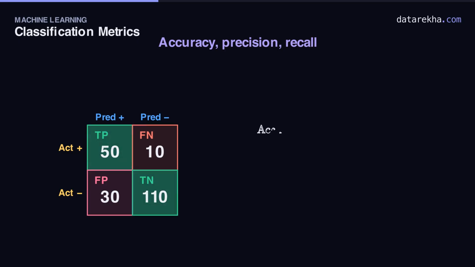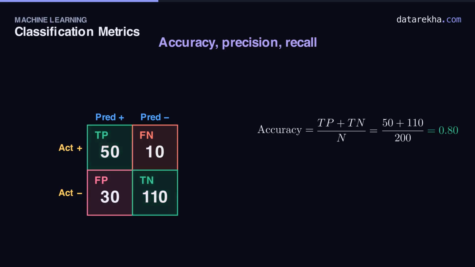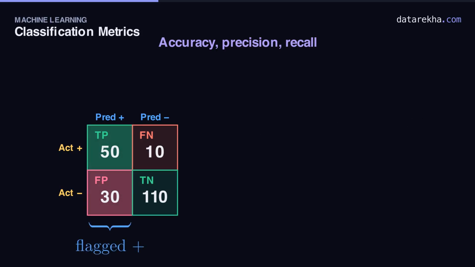Now the metrics. Accuracy is the correct diagonal over the total: true positives plus true negatives over n. 50 plus 110 over 200 is 0.80. 80% correct overall.